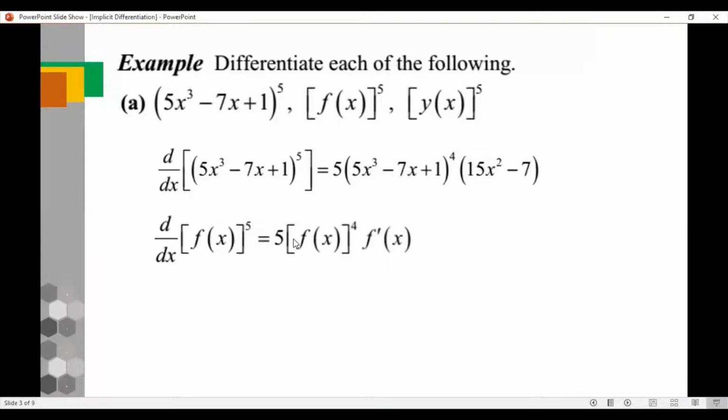Okay, and then the last one is the derivative of what's inside. That's it. Next, the derivative of y of x to the power of 5 with respect to x is equal to 5 times y of x to the power of 4 times y prime of x. That's it. That's for differentiation of a function with respect to x.